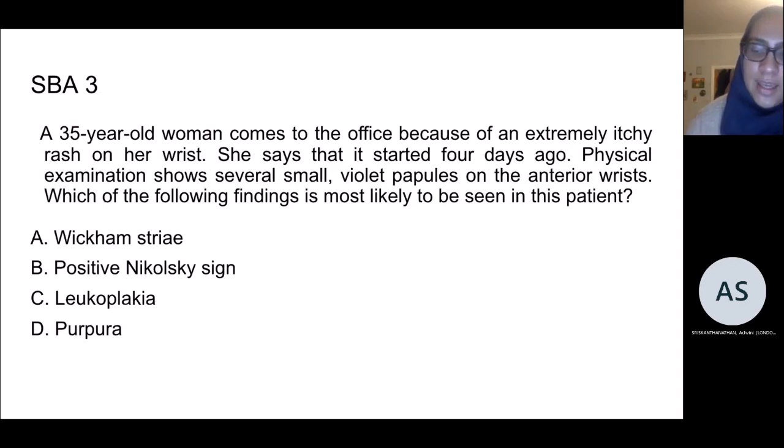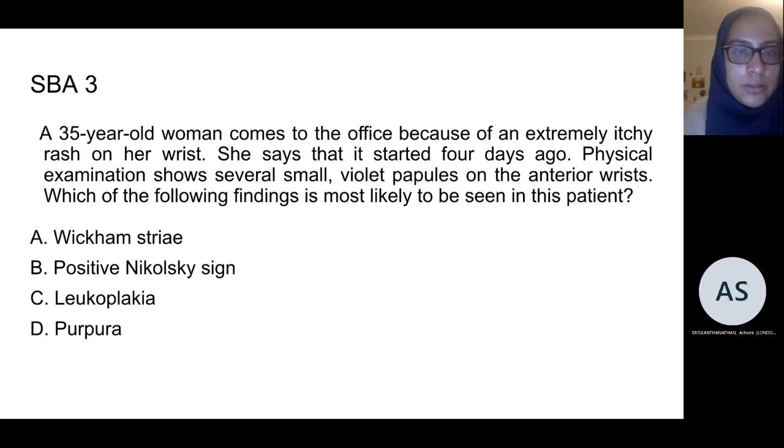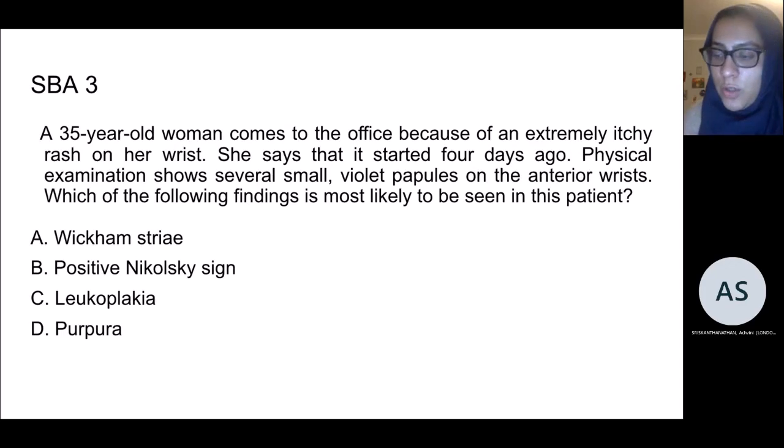SBA 3: a 35-year-old woman comes to the office because of an extremely itchy rash on her wrist. She says that it started 4 days ago. Physical examination shows several small violet papules on the anterior wrist. Which of the following findings is most likely seen in this patient? So I will give you guys about 30 seconds to answer.